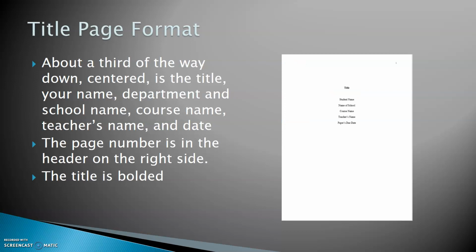The title page looks different than it used to in the new APA format. If you'll notice here, the title is bold, and it's about a third of the way down, and then for students, it has minimal information: student name, the name of the school, the course name, the teacher's name, and then when the paper is due. And you'll notice at the top right-hand corner it has the page number.